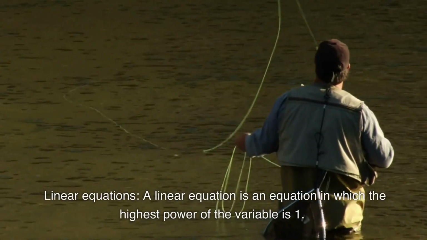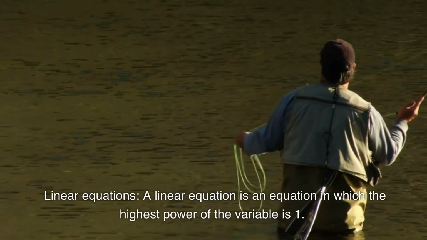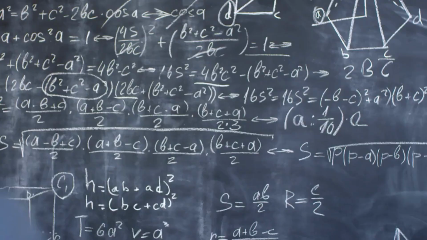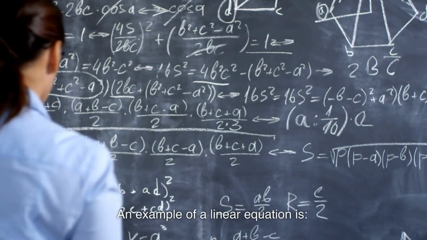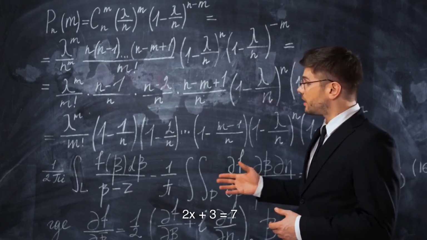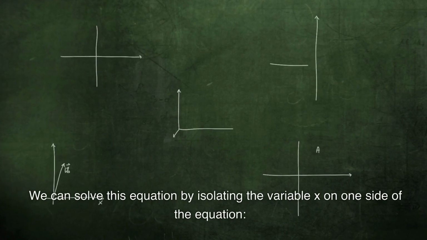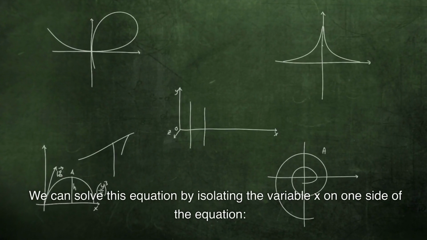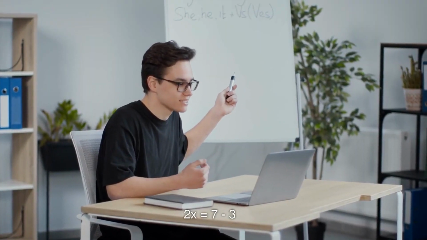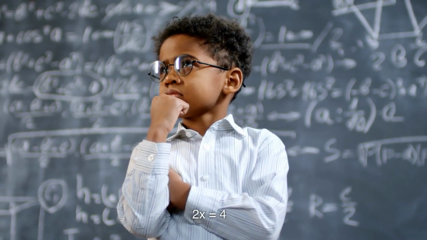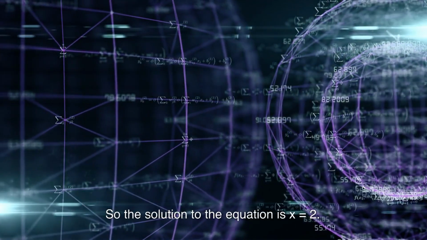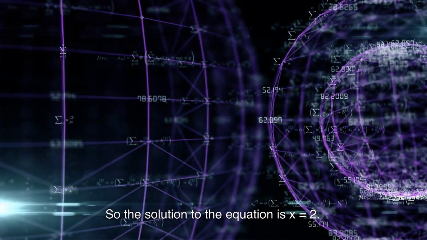Linear equations. A linear equation is an equation in which the highest power of the variable is 1. An example of a linear equation is 2x + 3 = 7. We can solve this equation by isolating the variable x on one side of the equation. 2x = 7 - 3. 2x = 4. x = 2. So the solution to the equation is x = 2.